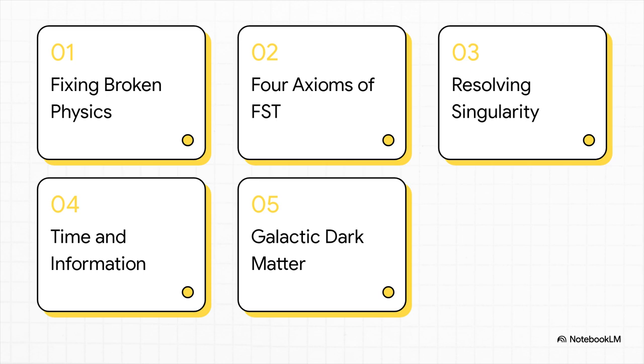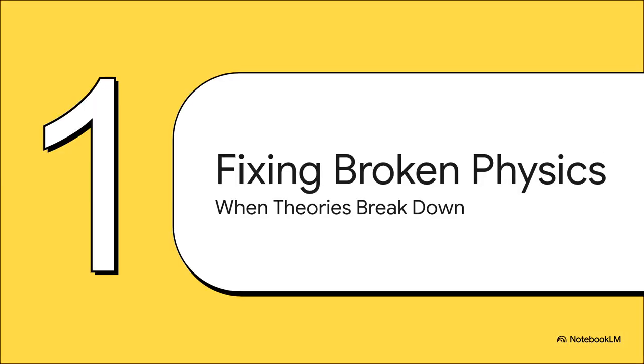We'll be fixing broken physics, looking at the 4 axioms of FST, resolving the singularity, talking about time and information, and finally, exploring galactic dark matter engines. All right, part 1, fixing broken physics. Let's get right into it.